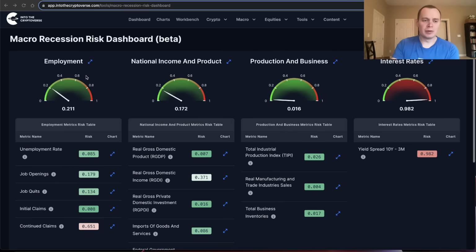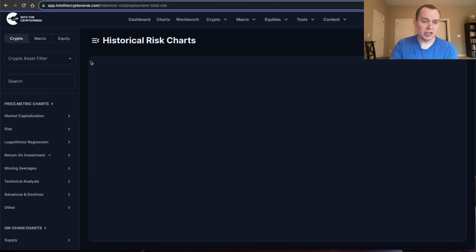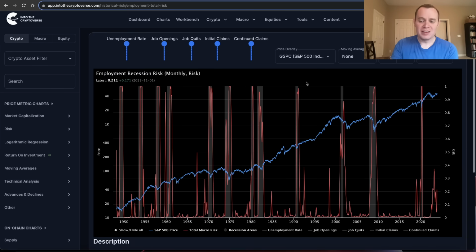So what I want to do is we're going to start off with employment risk, and we're going to go through the different categories to see what are the trends that we're currently seeing. If you see right now, the only one out of all of these that is even elevated at all is continued claims. So let's go check out the employment risk. This is what the total employment risk looks like.